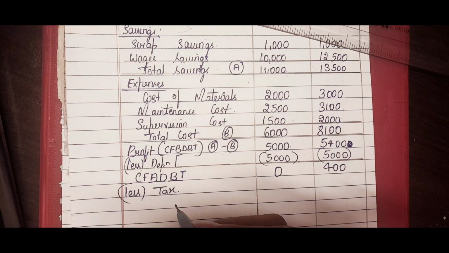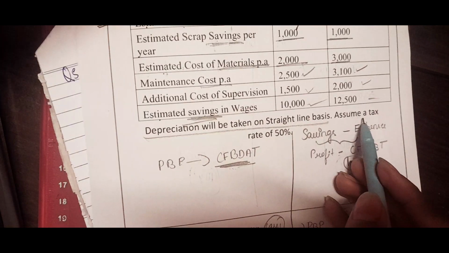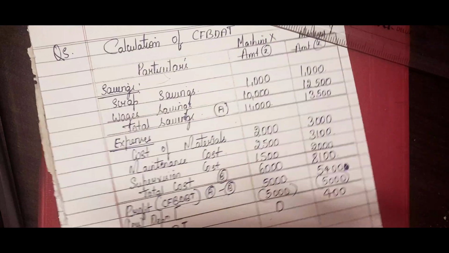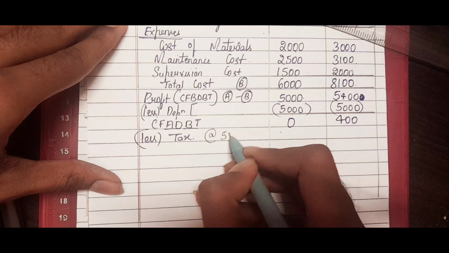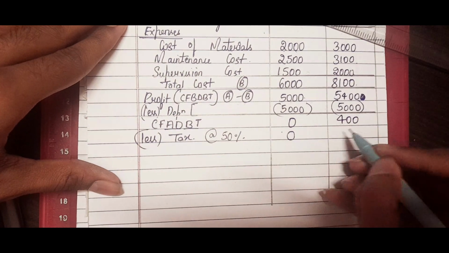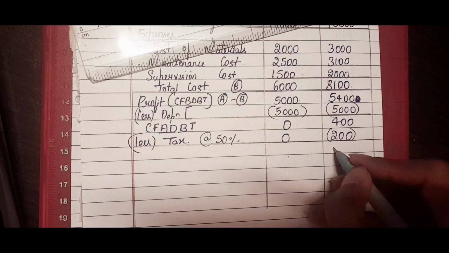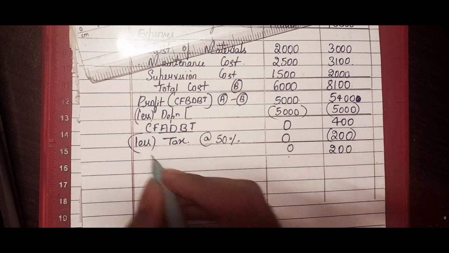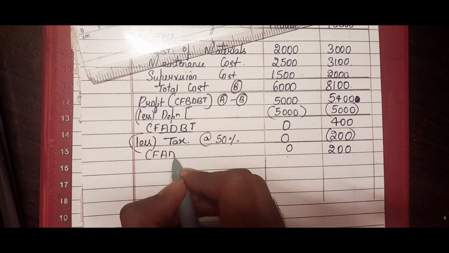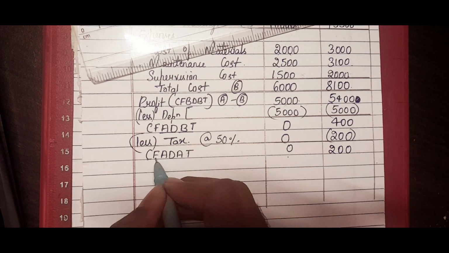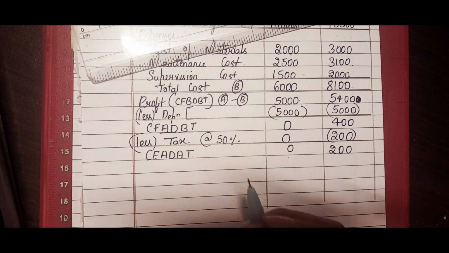So what is the tax amount? They have told assume a tax rate of 50%. Tax at the rate of 50%. It is 0. 50% of 400 is 200. When you deduct this 200 from 400, this will be the value. And this is CFADAT, cash flow after depreciation after tax.